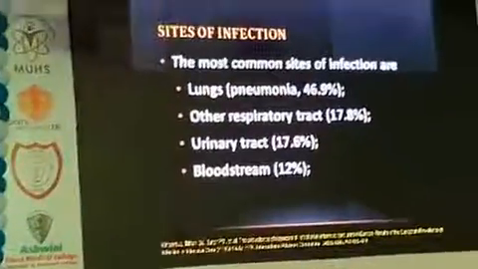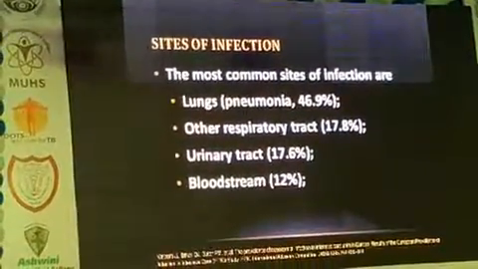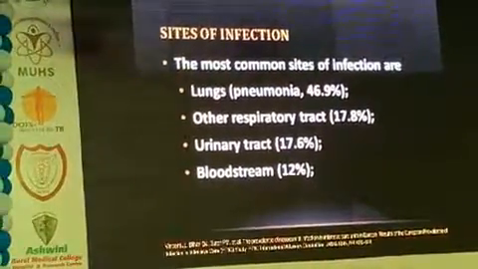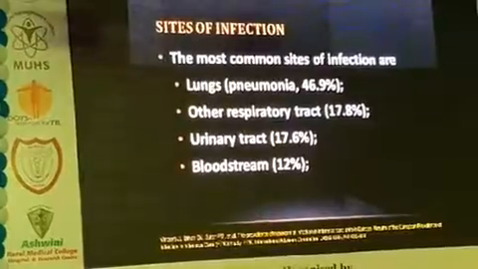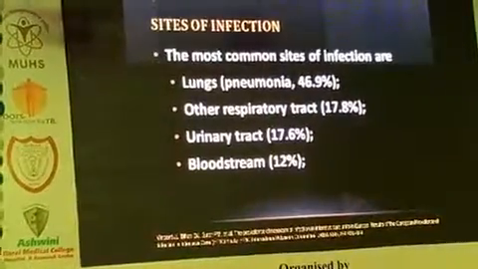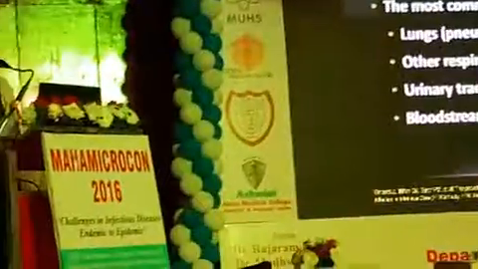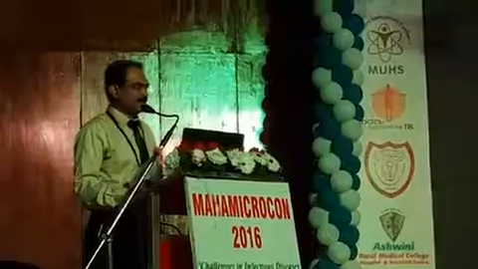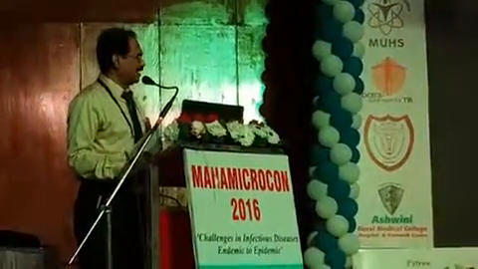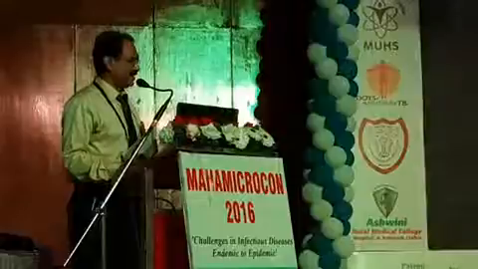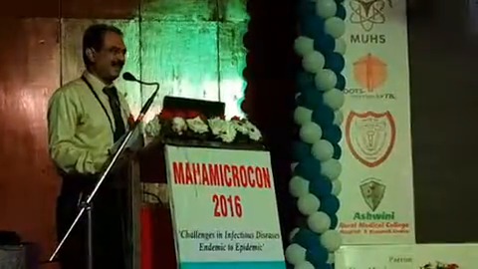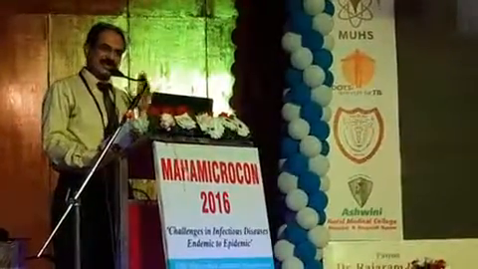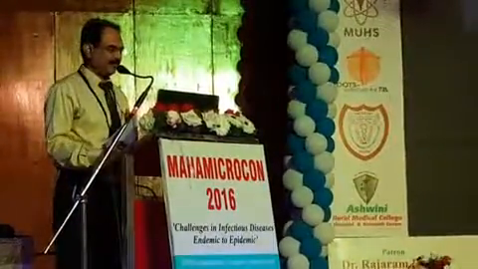What are the sites of infection? Sites of infection are lungs, percentage is given there, and other respiratory infections. So lungs are the most important site of infection. I think that should be very clear. If you go in logically, you will understand very clearly why that is the case. Because the whole concept of ICU started with the use of ventilators. It is ventilators which led to the development of ICUs, and therefore that is how we are going to get maximum infections in lungs.